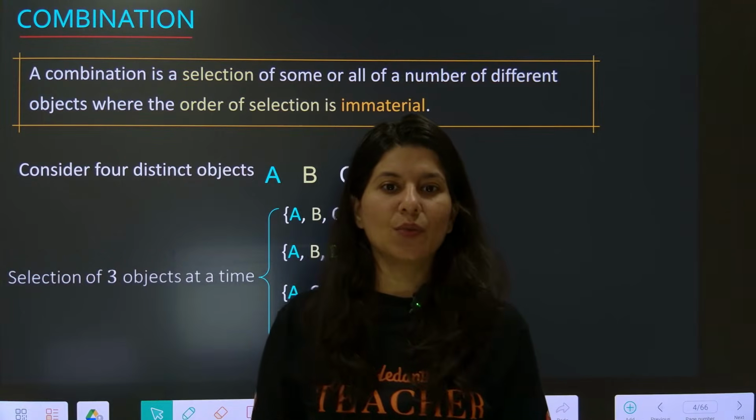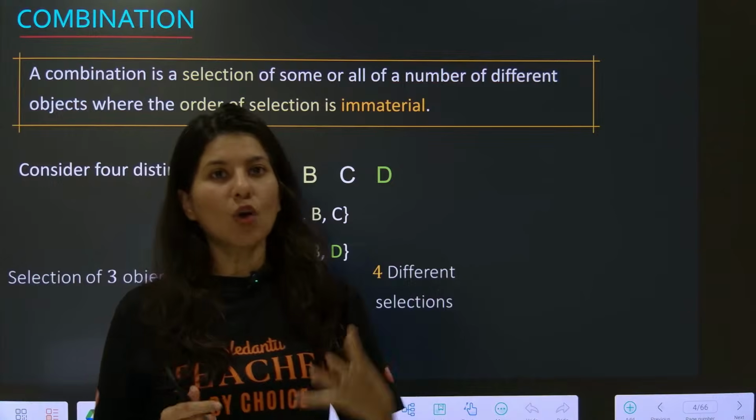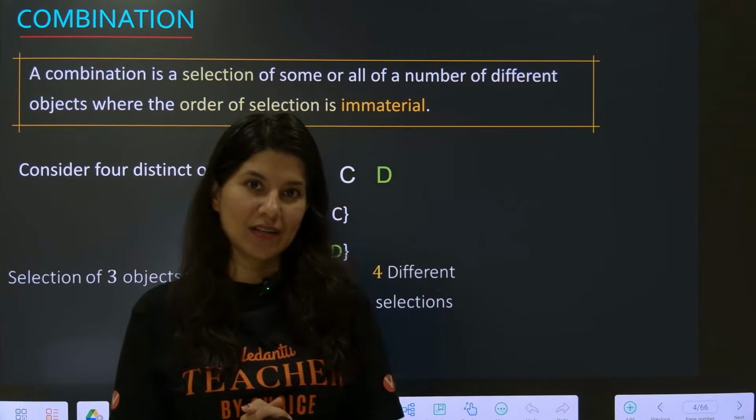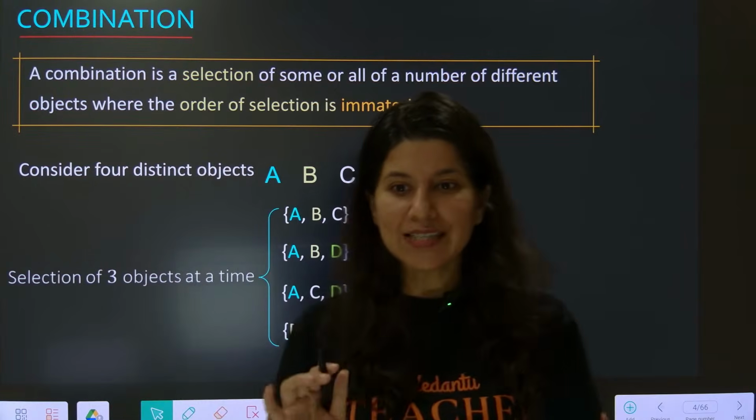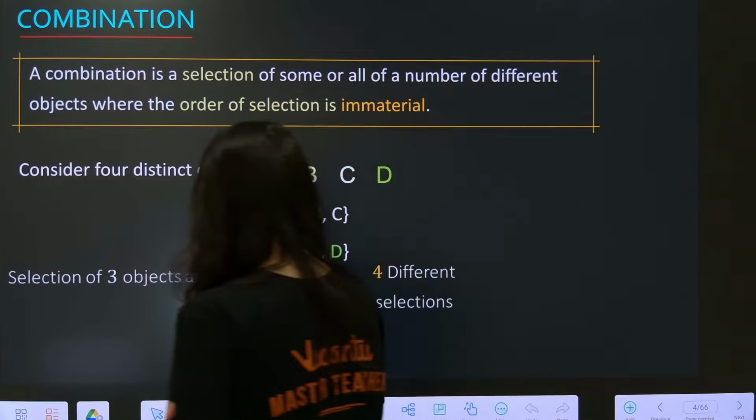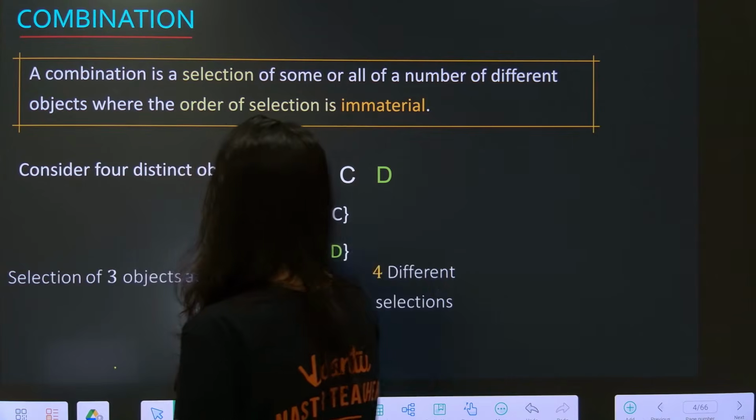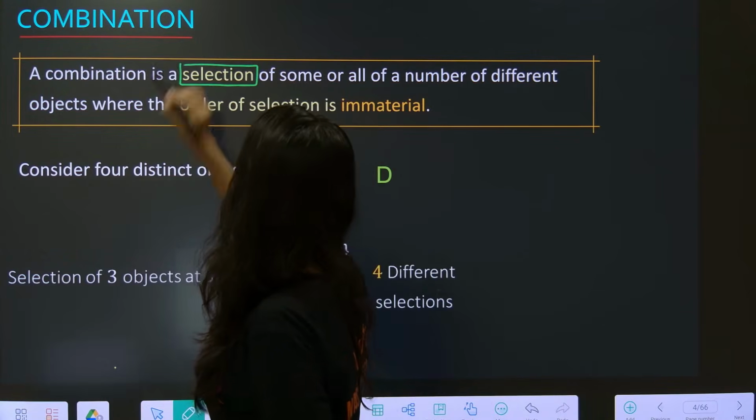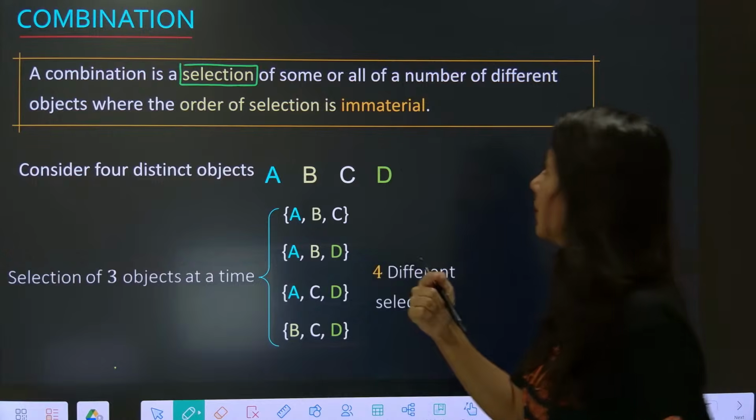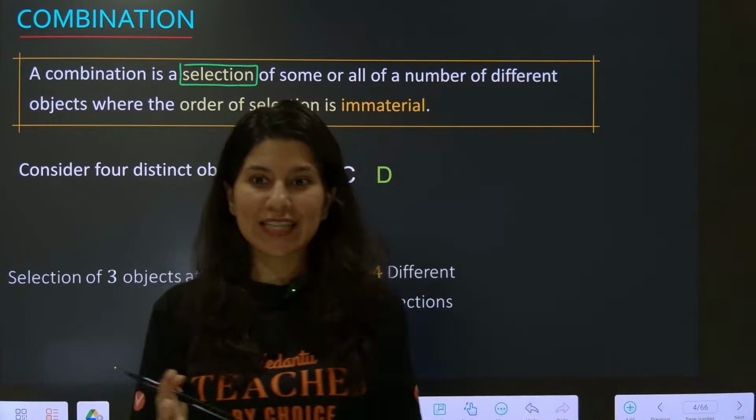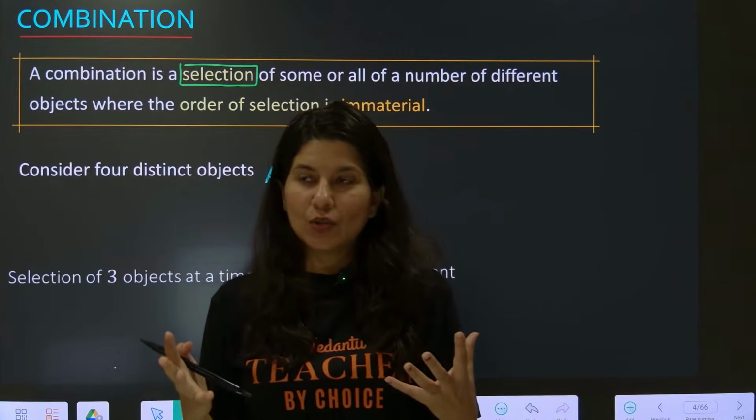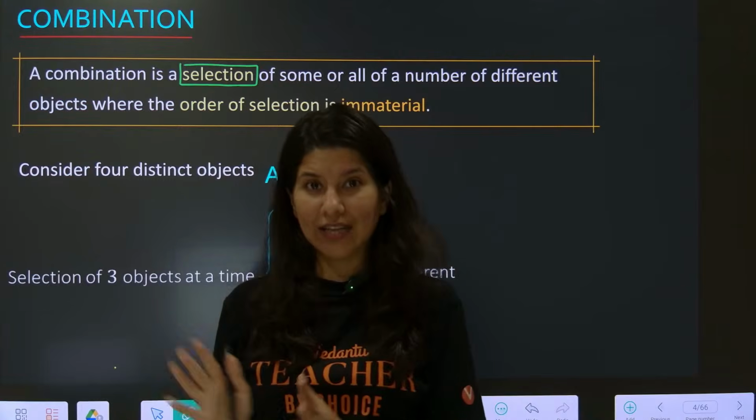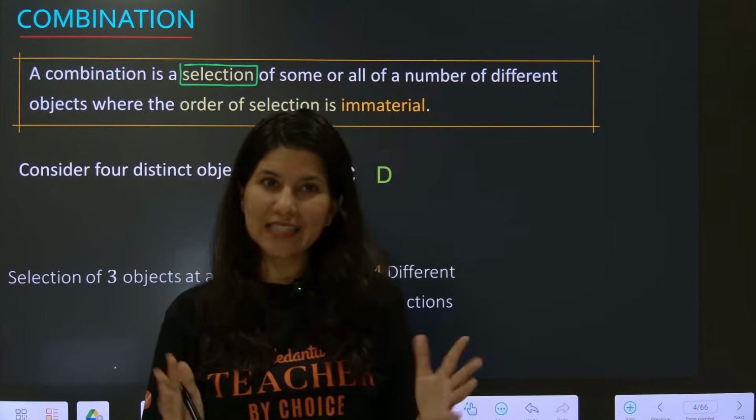So yes, I was saying that another word for combination is nothing but selection. Let's understand the definition behind combination. Combination, another word is selection: selection of some or all of a number of different objects. That means suppose I have to select 2 things, 5 things, or 7 things out of 10.